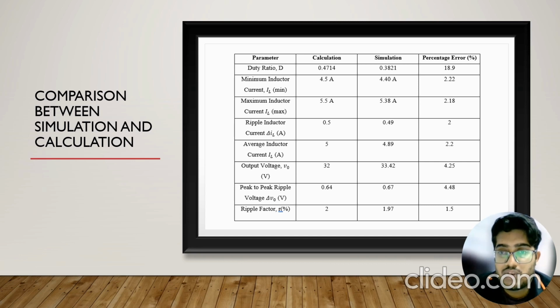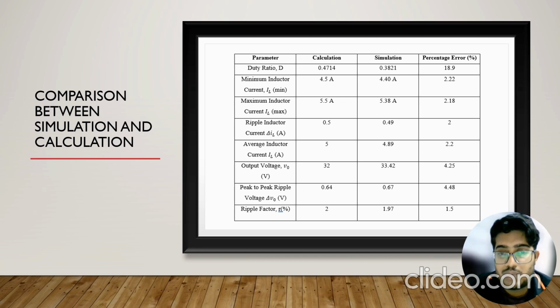the percentage error is 2.18%. For the ripple inductor current, based on calculation, we got 0.5, and for the simulation is 0.49. And the percentage error for this is 2% only. So the average inductor current based on calculation is 5 ampere, and for simulation is 4.89 ampere. The percentage error is 2.2%. The output voltage for calculation is 32 volt, and the simulation is 33.42 volt, and the percentage error is 4.25%.